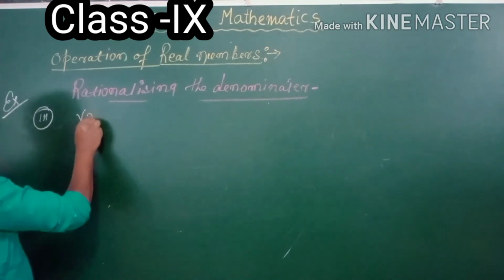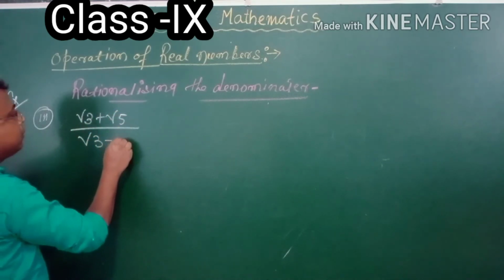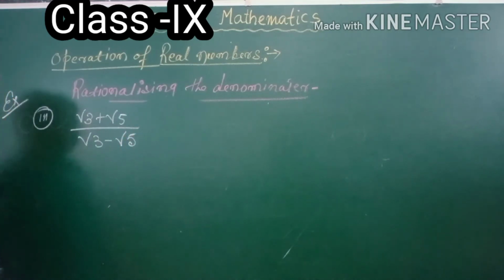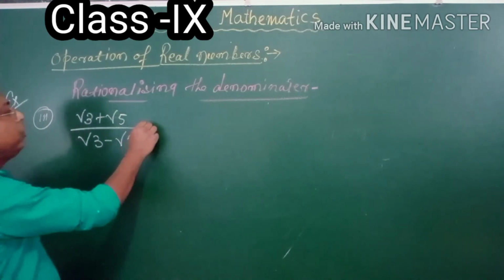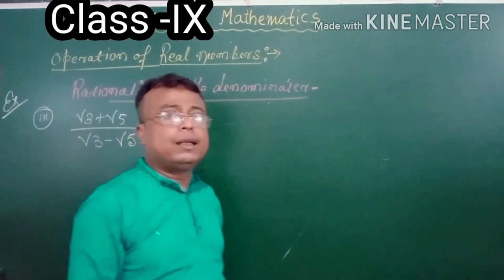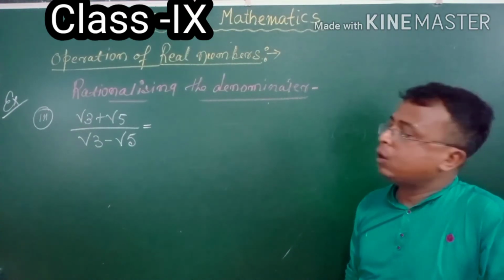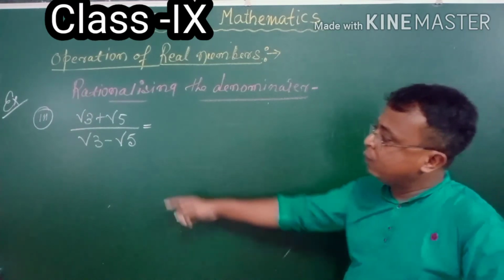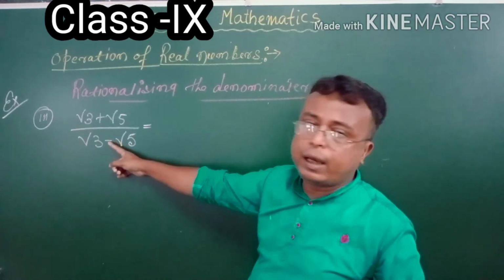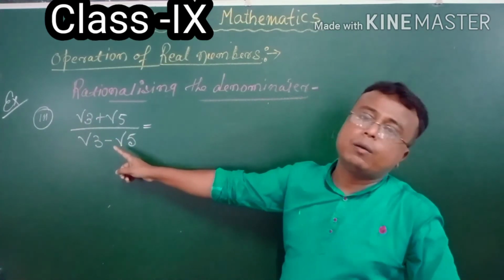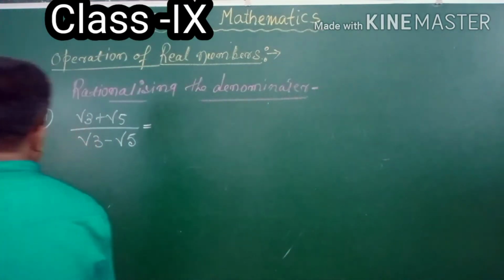Suppose root 3 plus root 5 divided by root 3 minus root 5. Okay? It is little bit different from the previous one. So similarly in this question also you have to multiply the numerator and denominator by the conjugate of the denominator. Conjugate means the denominator what sign is there? Minus. So just take the opposite of minus, that is plus. Means आपको क्या करना है? What you have to do? आपको numerator और denominator को root 3 plus root 5 से multiplication कर देना. You have to multiply it.